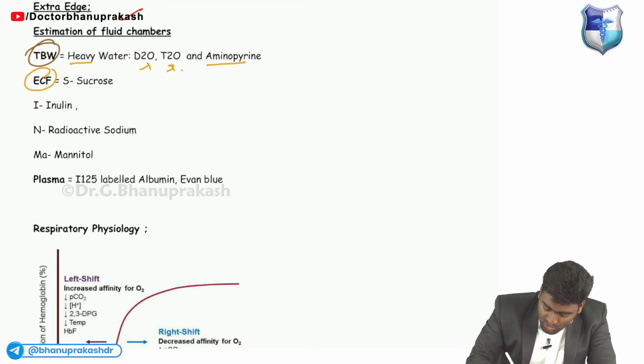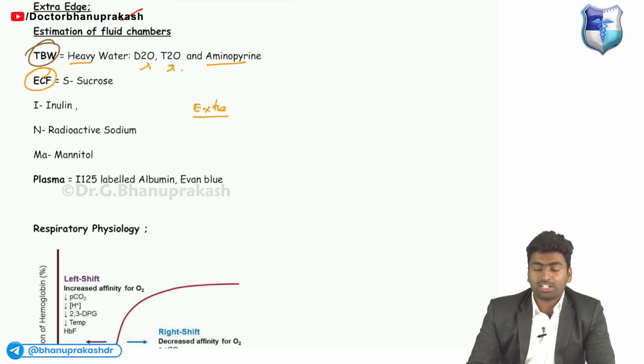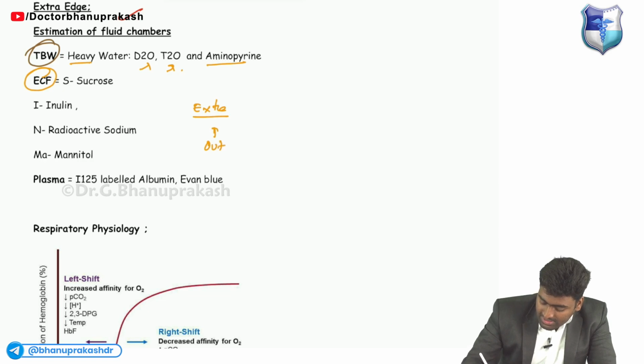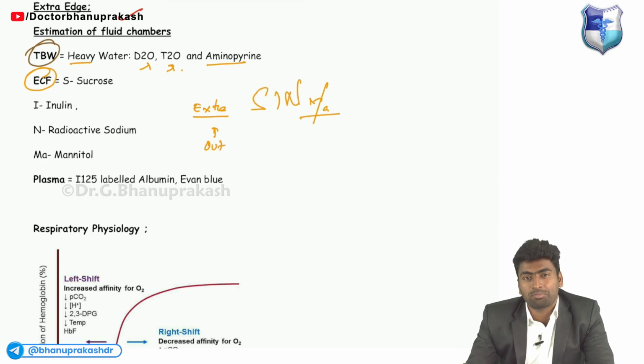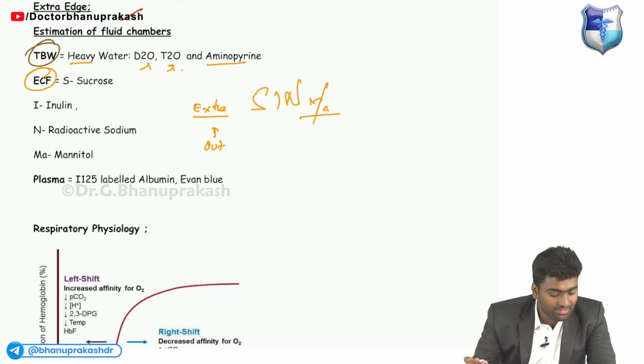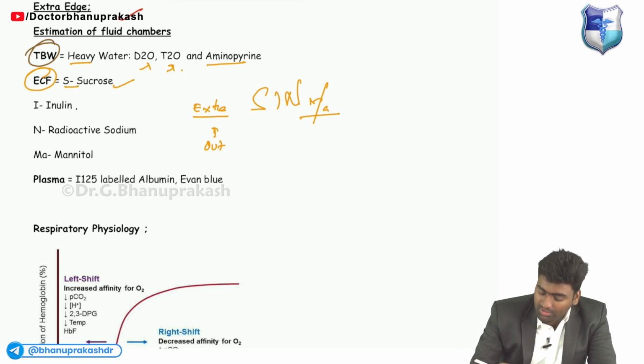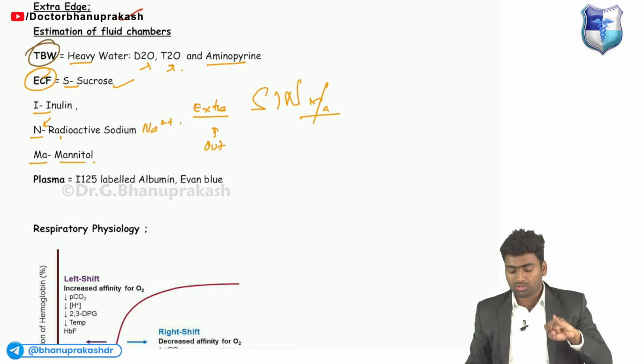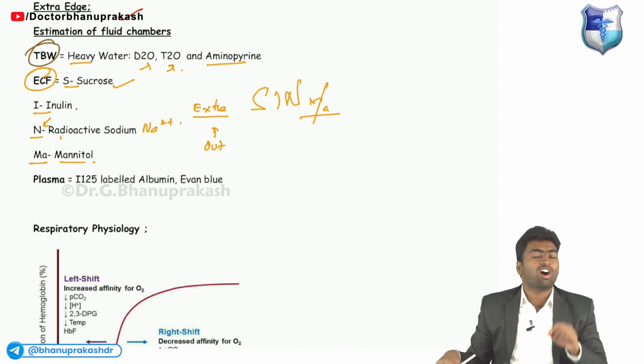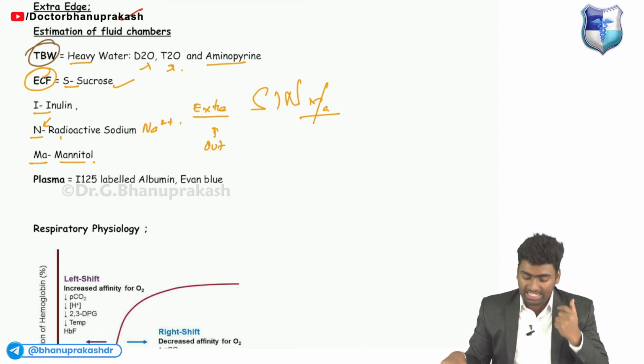And for ECF measurement, remember SINMA. Remember, in childhood they told us going outside is a sin. Who told mostly? Our mom told. So remember, it is SINMA. The ECF will be measured using this one. S for sucrose, I for inulin, N for radioactive sodium, and Ma for mannitol. So sucrose, inulin, radioactive sodium and mannitol, all of these will be used for measuring your ECF volume.